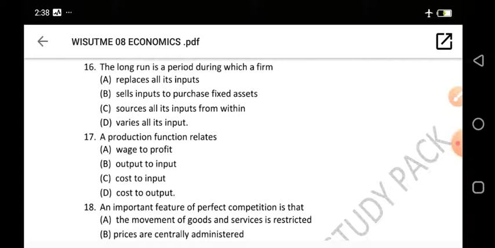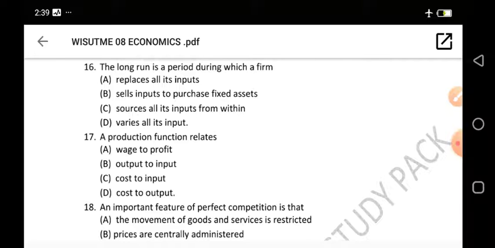A production function relates output to input. So when we talk about that, we're talking about the technical relationship between your input and your output of goods and services. How many inputs are you going to put to have this output?